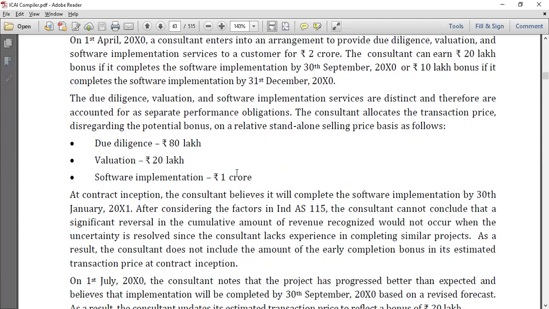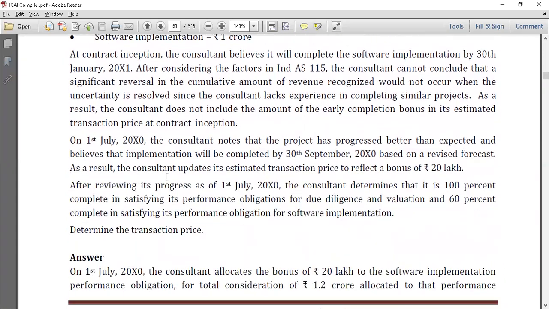But here, due diligence, valuation and software implementation are given. At the contract inception itself, the consultant believes that the software implementation will be completed only by 30 January, that is after 31st December. So at first he thought he'd get the lower bonus of 10 lakhs. And why did he think that? Because the consultant cannot conclude that a significant reversal in the cumulative amount of revenue recognized will not occur when the uncertainty is resolved. So this is one case.